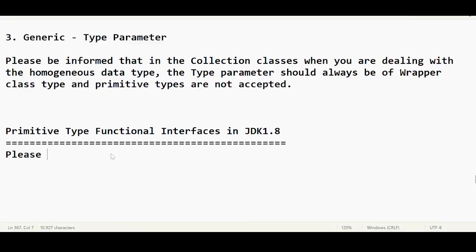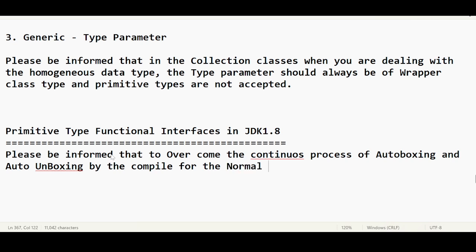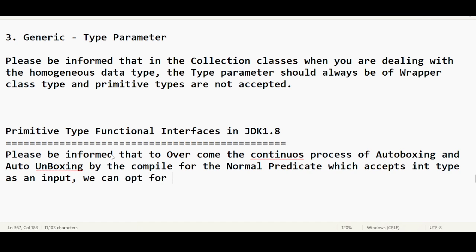Please be informed that to overcome the continuous process of auto boxing and auto unboxing by the compiler for the normal predicate, the single argument predicate which accepts integer type as an input, we can opt for primitive type functional interface. Okay, what is primitive type functional interface? I will give you now.